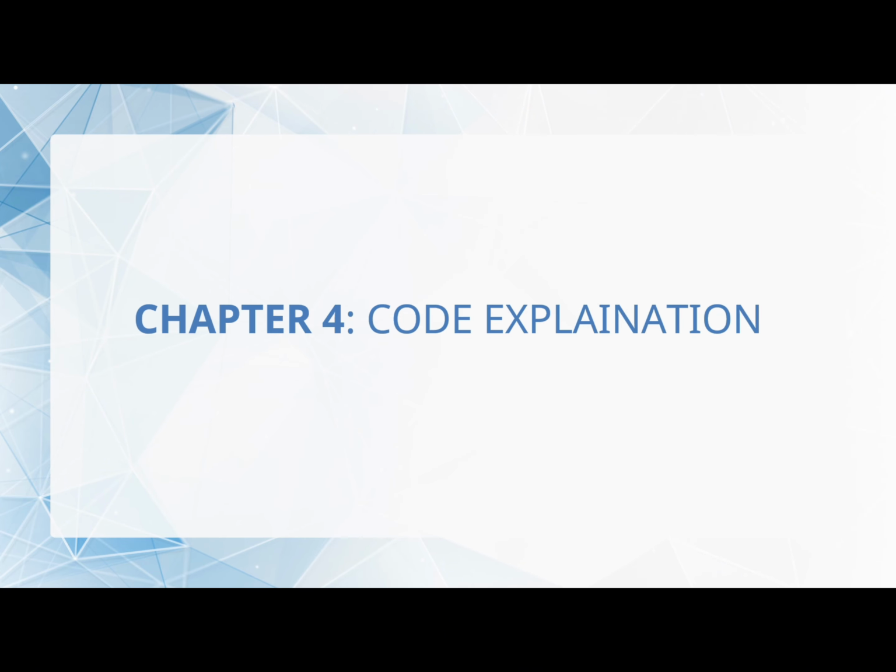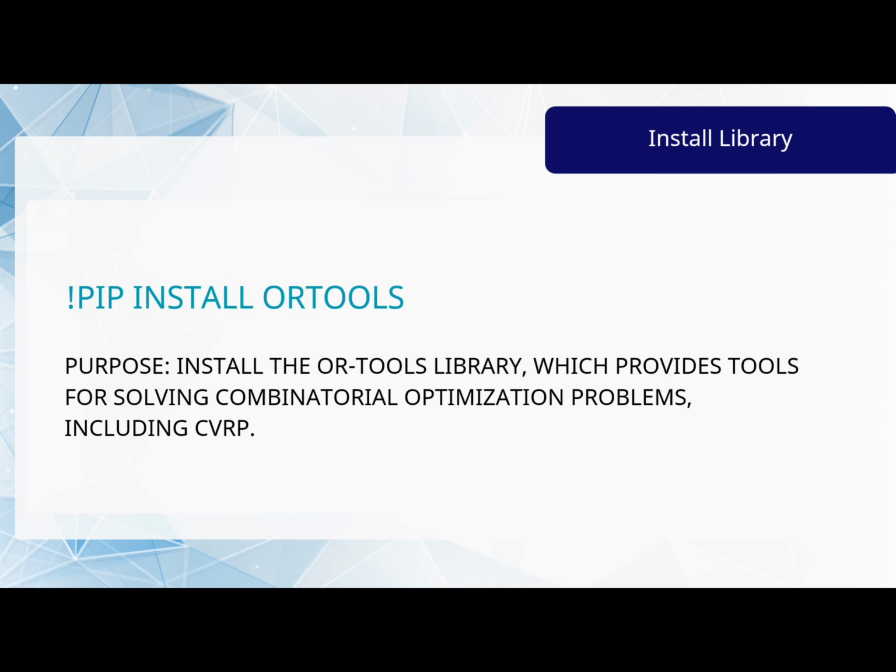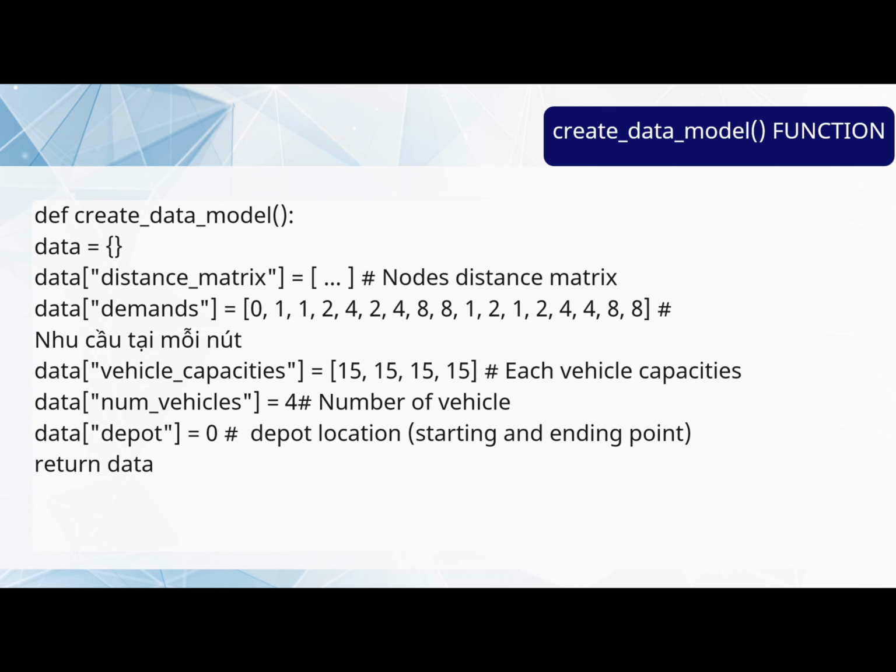Now we move to chapter 4, and I will explain the code. First, we start by installing OR-Tools. The purpose is to install the OR-Tools library, which provides tools for solving combinatorial optimization problems and includes CVRP. Next, we create a data model function.